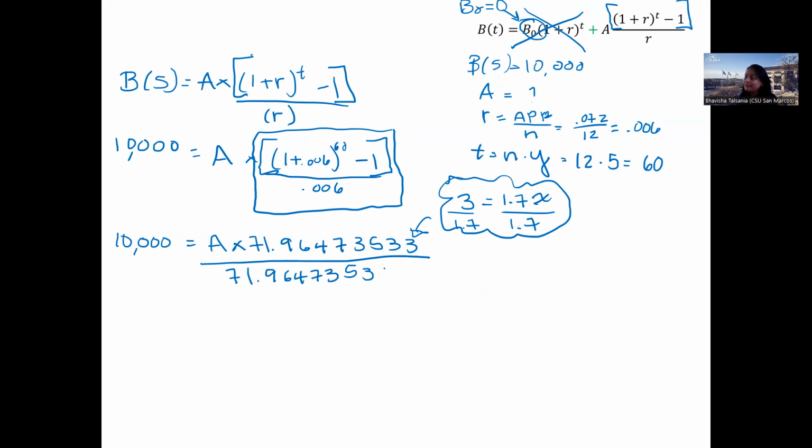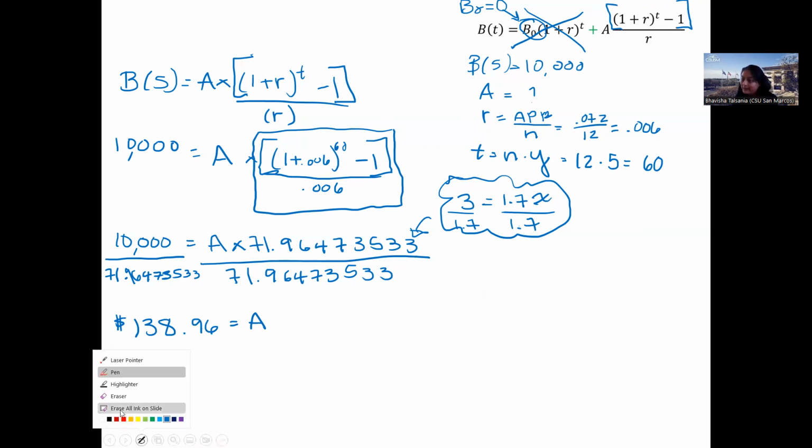Math, once you know the foundation, it doesn't matter how funky or how complex a number is. The foundations don't change, right? So I'm going to divide by 71.96473,533, and I'll give you a second to do that. And tell me what you end up getting. Right. So you should have gotten $138.96.